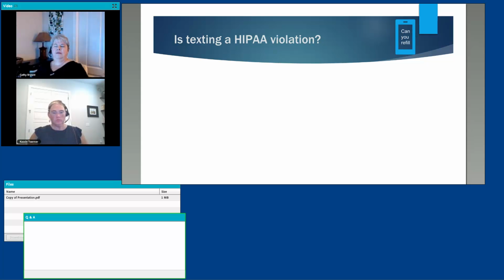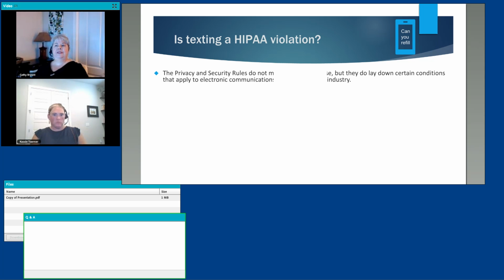So, the question we always get is, is texting a HIPAA violation? Quite honestly, the answer is technically no. The Privacy Rule and the Security Rule do not mention texting, as was said earlier, but they do expect us to meet those technical safeguards, much like Cassie described for email.